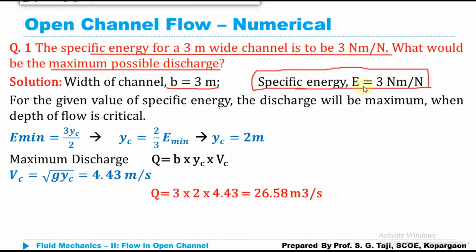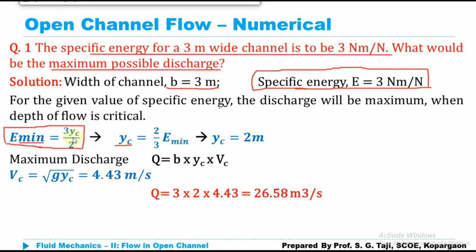Now if I want to compute maximum possible discharge, we should know when there will be a maximum discharge. We know that discharge will be maximum when my energy is minimum. So by using this same condition, we can simply compute our discharge. So what is the E minimum? E minimum is the value of specific energy when depth is critical. Now in terms of critical depth, we can write the equation for E minimum is equal to 3 by 2 multiplied by YC, where YC is the critical depth.